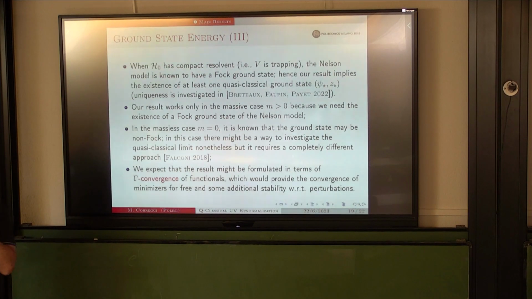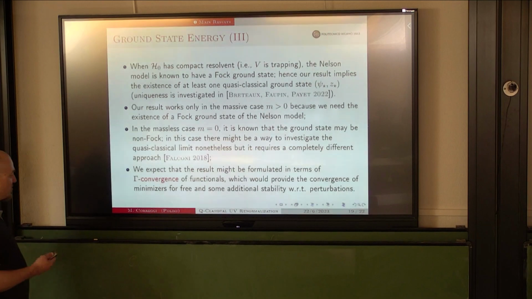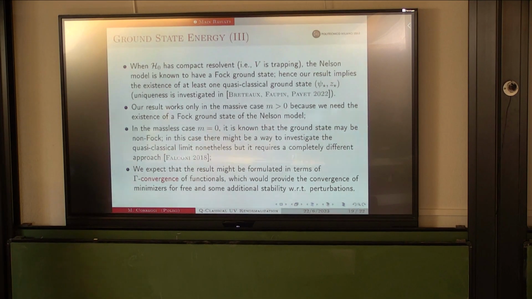Well, for those of you who care about it, this result may be reformulated also in terms of gamma convergence. We still have to fill in all the details, but I think that's interesting because it also gives you some sort of stability of the minimizer with respect to perturbations.